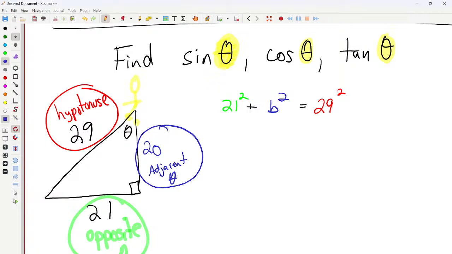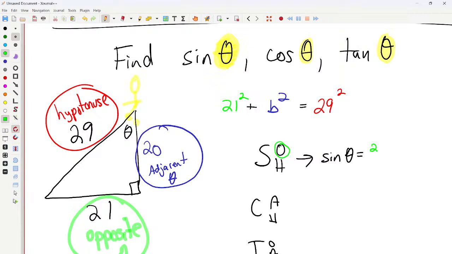It's a ratio. Actually, they're all ratios. So, SOH CAH TOA. We formally say the sine of theta is opposite over hypotenuse. That's your final answer. That's it. 21 over 29.